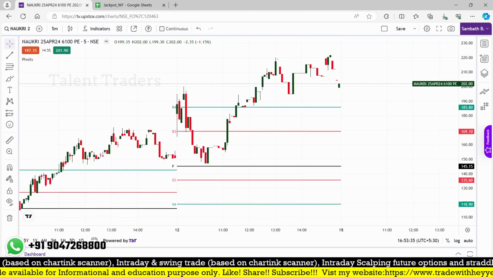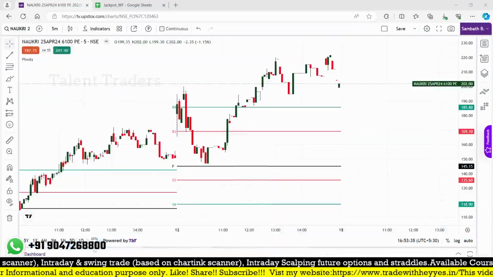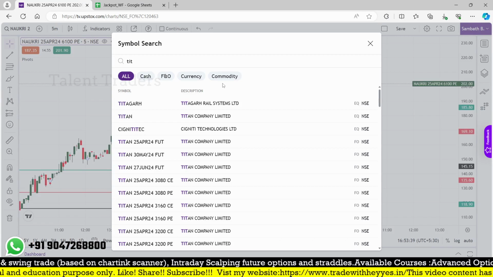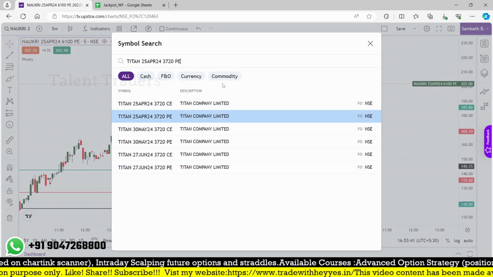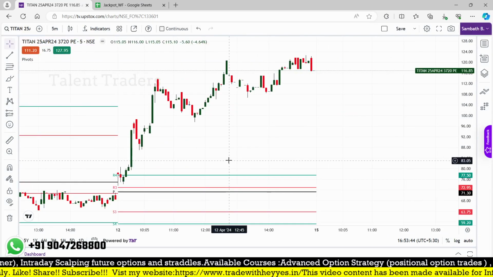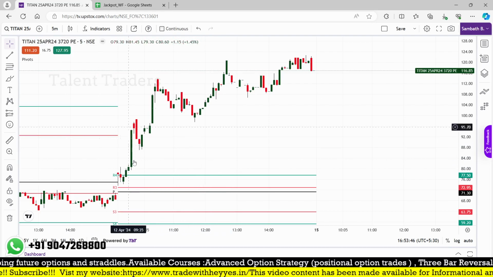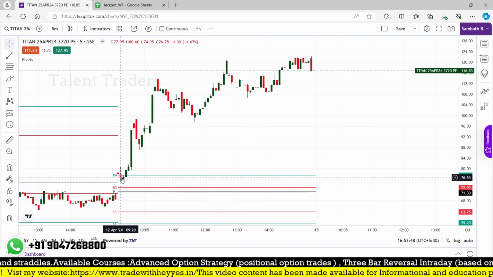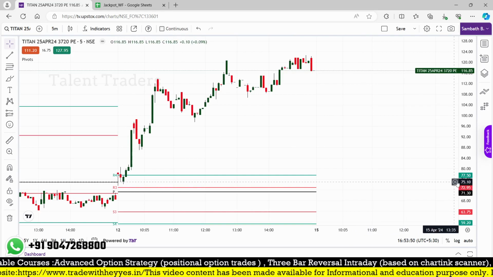The next one which I'm looking for is Titan 3720, and in this case the Titan 3720 put option is triggered in the first candle itself. You can see the first 15 minutes candle, that is a 5-minute chart. So the first to second candle is greater than 80. Our entry point is 77.